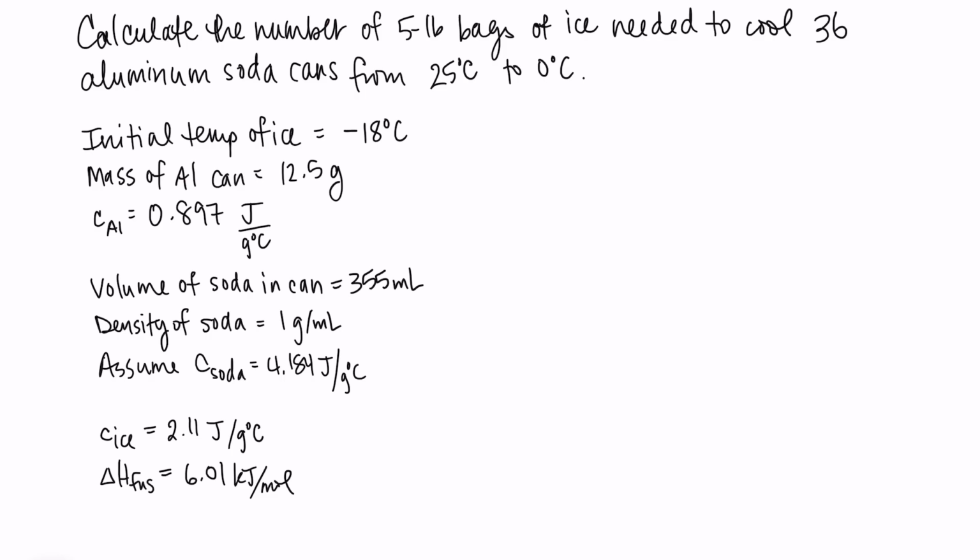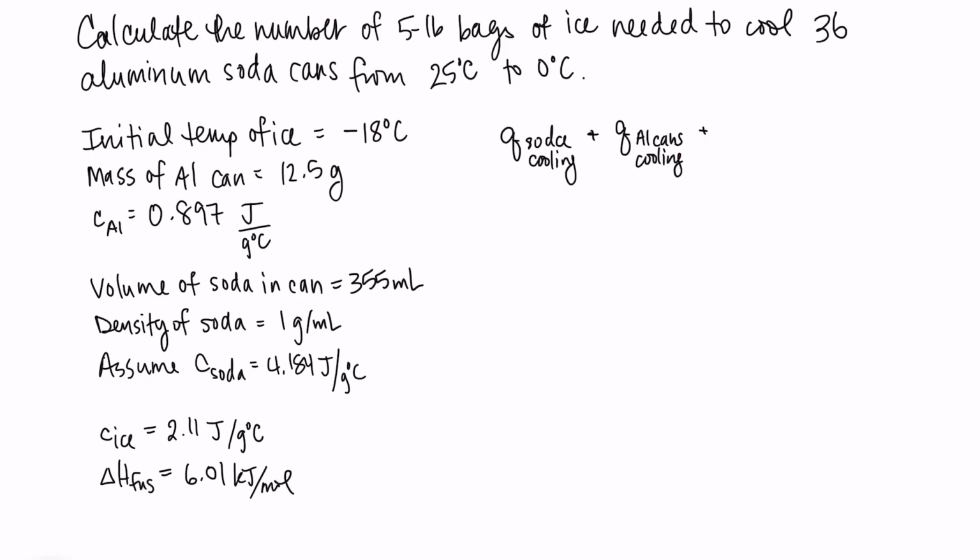So the first thing that we have to think about happening is our soda cooling down. So we're going to have a Q for the soda cooling. We're also going to have a Q for the aluminum cans cooling. We have to treat them separately because the specific heat of aluminum is different than that of soda.